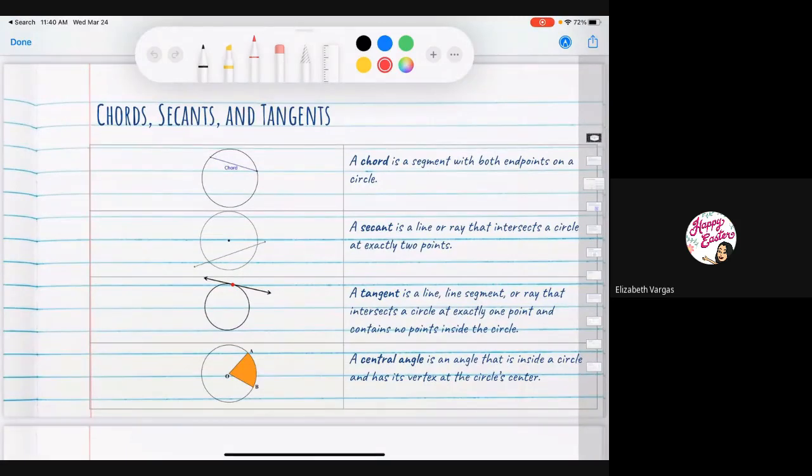A chord is a segment with both endpoints on the circle. So if we have a chord, it runs through the circle and it meets at opposite ends. It meets on the circle, on the outer part of the circle, at both ends.